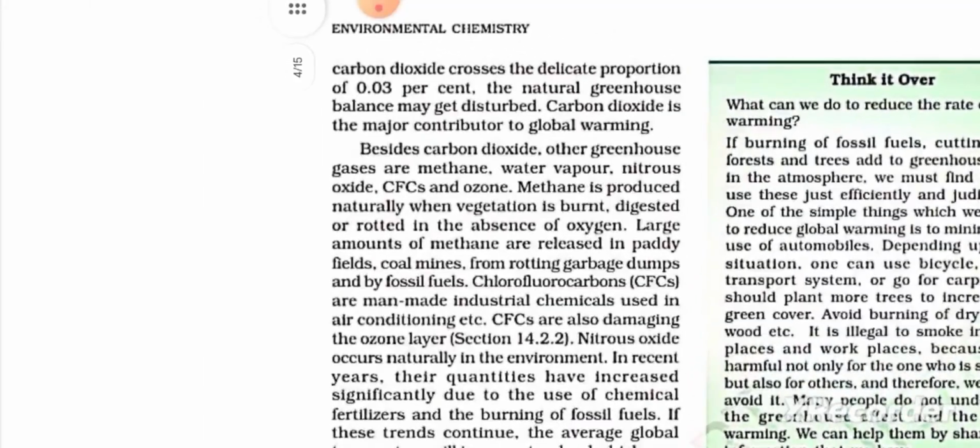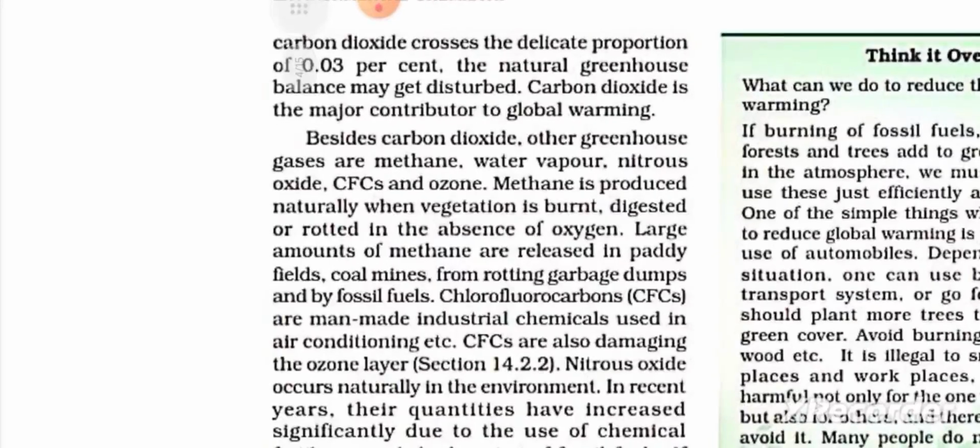If the amount of carbon dioxide crosses the delicate proportion of 0.03%, the natural greenhouse balance may be disturbed. Carbon dioxide is a major contributor to global warming. Besides carbon dioxide, other greenhouse gases are methane, water vapor, nitrous oxide, CFCs, and ozone.